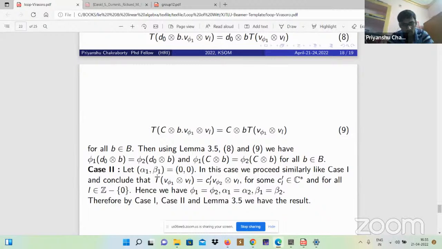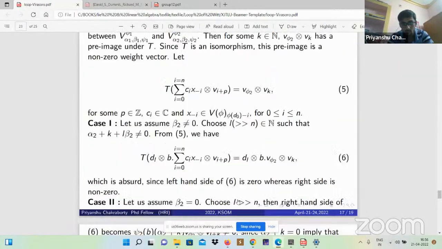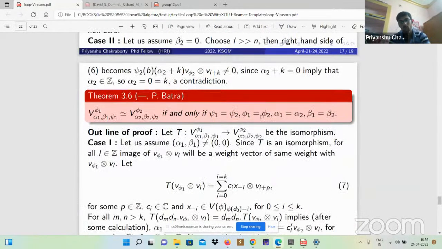Similarly, in the case of alpha 1, beta 1 equal to 0, 0, one can see that T of V phi 1 tensor b_L becomes c_L' times V phi 2 tensor b_L with c_L' in C star, but in this case L runs over Z minus 0, and from there we can conclude that phi 1 equal to phi 2, alpha 1 equal to alpha 2, beta 1 equal to beta 2. Again by lemma 3.1, we have that the only possibility is alpha 1 equal to alpha 2, beta 1 equal to beta 2, psi 1 equal to psi 2, and phi 1 equal to phi 2.